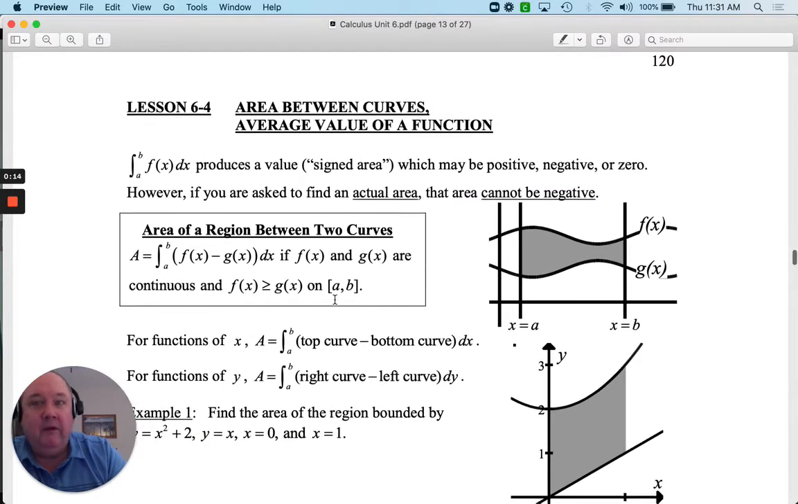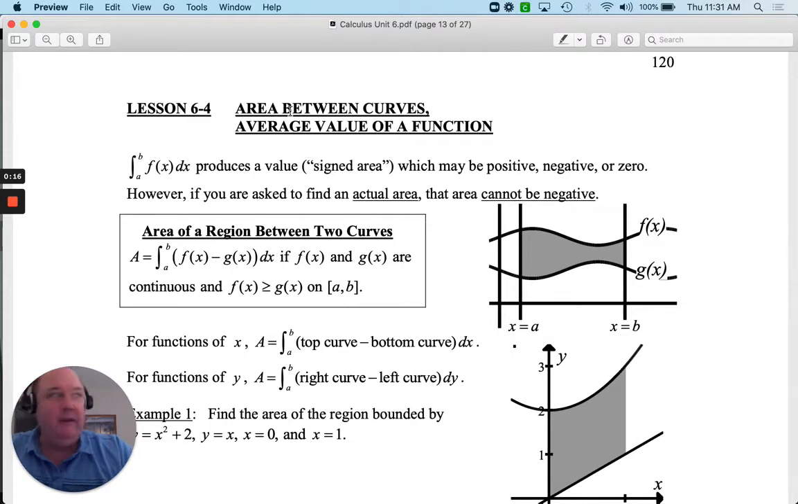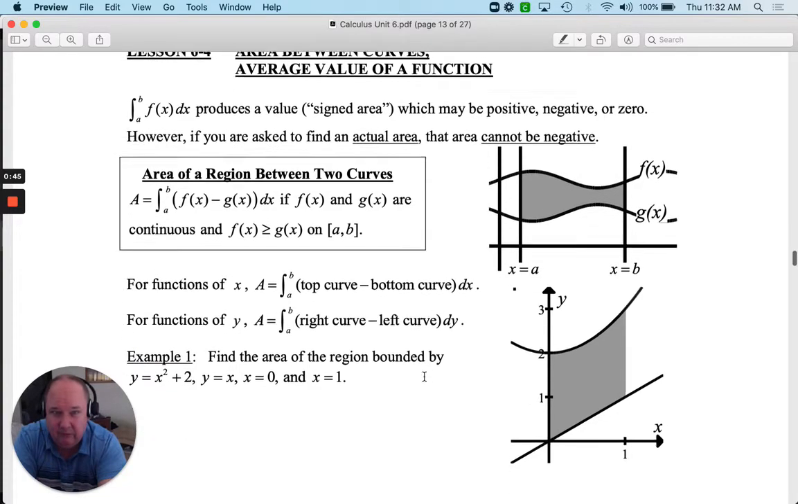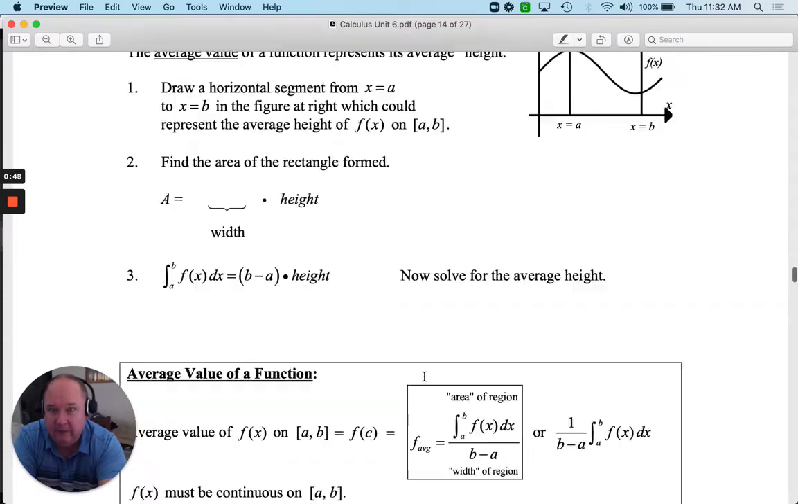Here we are. Assignment 6-4 was the ability to find the area between two curves. So can you find the area between two functions? The integration of that set may be positive, negative, or zero. However, if you're asked to find an actual area, that area cannot be negative. So the key for this lesson is you take the above, subtract the below. You'll say it over and over again: above, subtract below. Top, subtract bottom, or right, subtract left. That's what we're going to practice for our assignment.